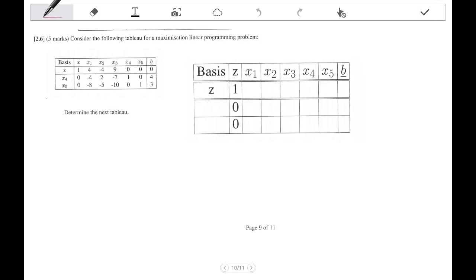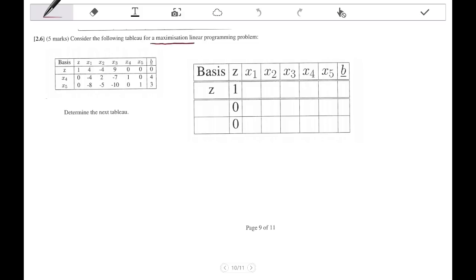So it's still the very same question here. Consider the following table for a maximization linear programming problem. Determine the next table. So you do the very same thing. This is the initial table. Now I have to identify the next table.